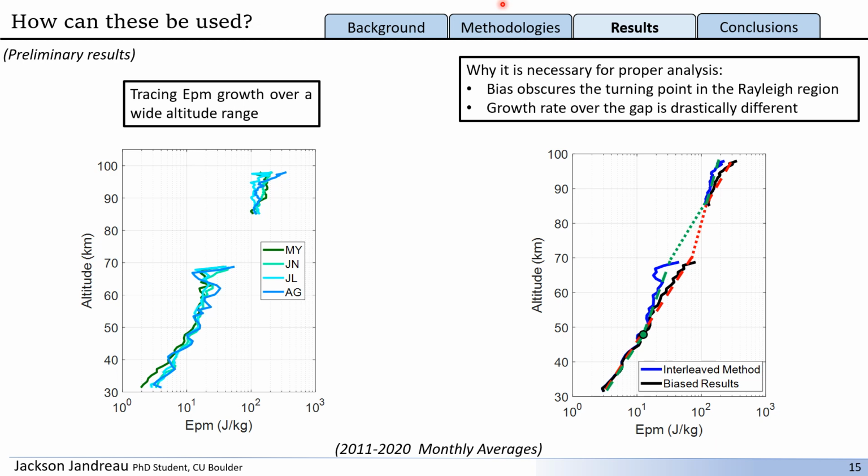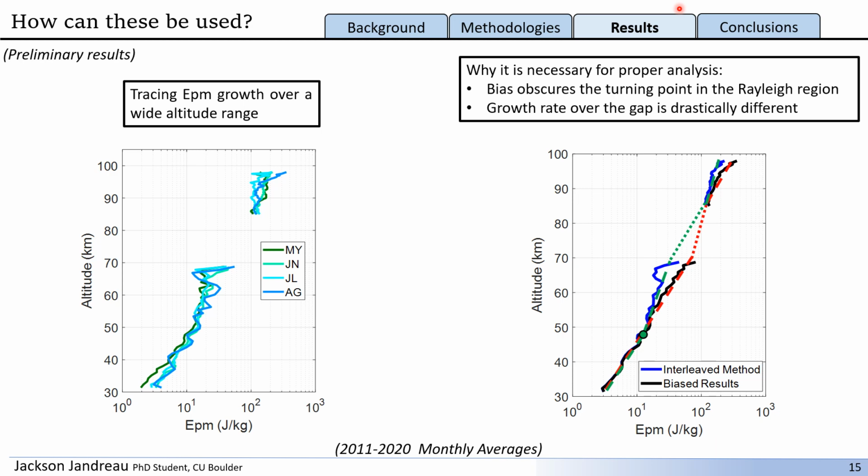An example of why this is important can be seen on the right. Here I have averaged the winter months shown on the left and plotted the corrected EPM versus the uncorrected EPM. If we wanted to theorize what happens in this gap region between the Rayleigh and the iron data, the story would look significantly different when we look at the uncorrected EPM as opposed to the corrected EPM. This uncorrected EPM over the gap region would show a much slower growth rate than the corrected data does, which would greatly change how we interpret what is happening in this region.